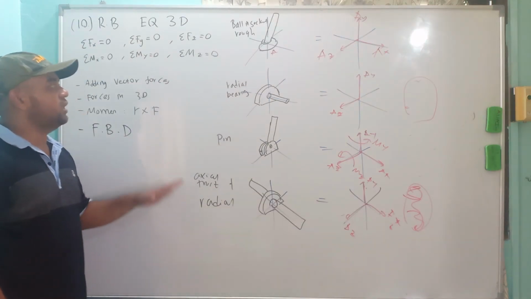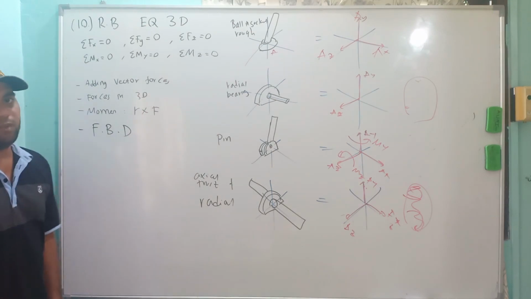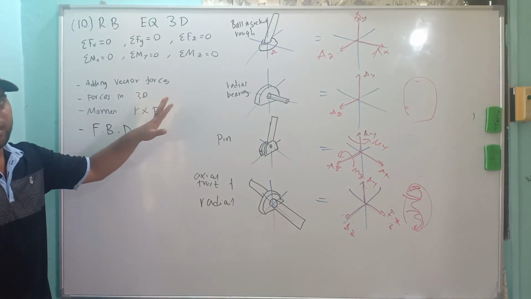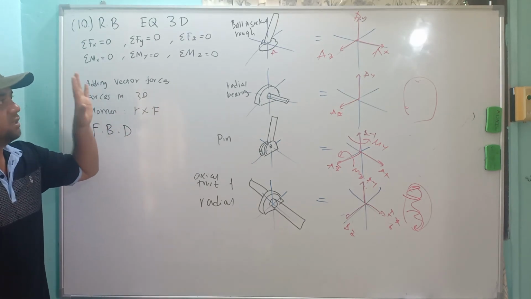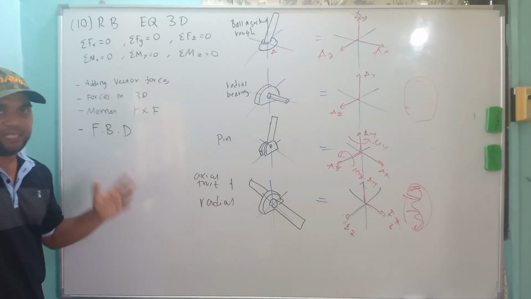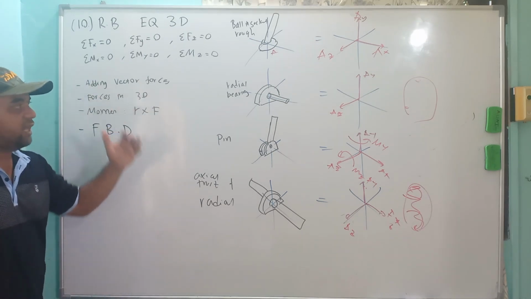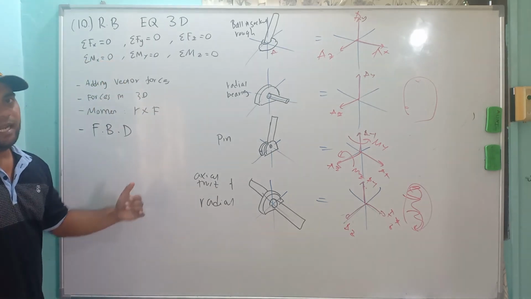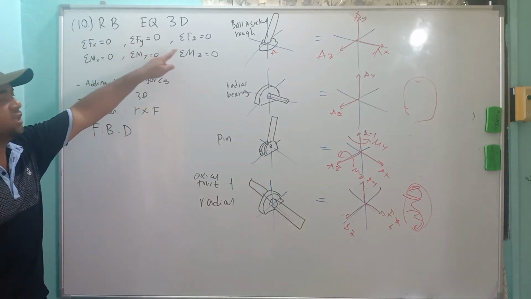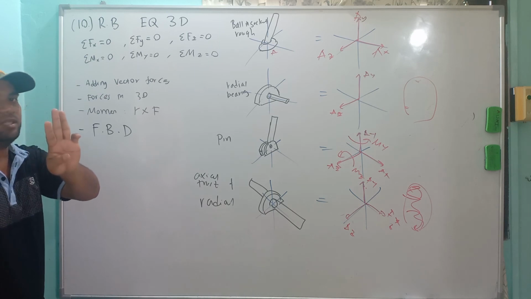Later on we go to how to solve the problem, where I will start by drawing the free body diagram, and then do the sum of forces, meaning that I will transform all the forces into i, j and k components, and then I will add together the force in i, force in j, force in k, each equal to 0. Then I have three equations.